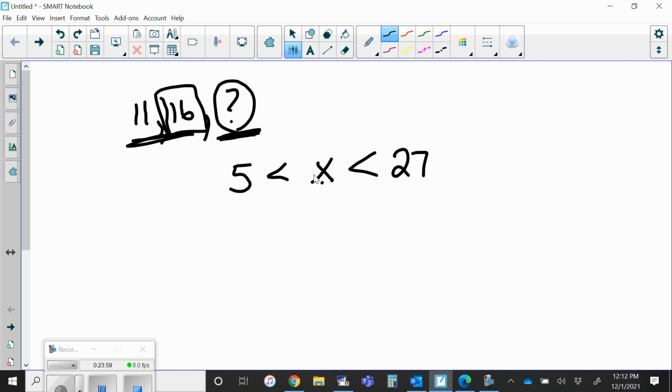Isn't that the same thing as me saying x is greater than 5? Do you guys see that those two are the same things? This is just for fun. It's like me saying Mr. Martin is smarter than his students.